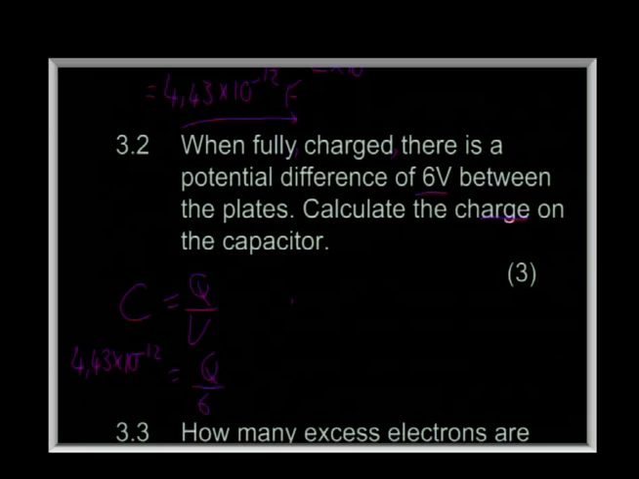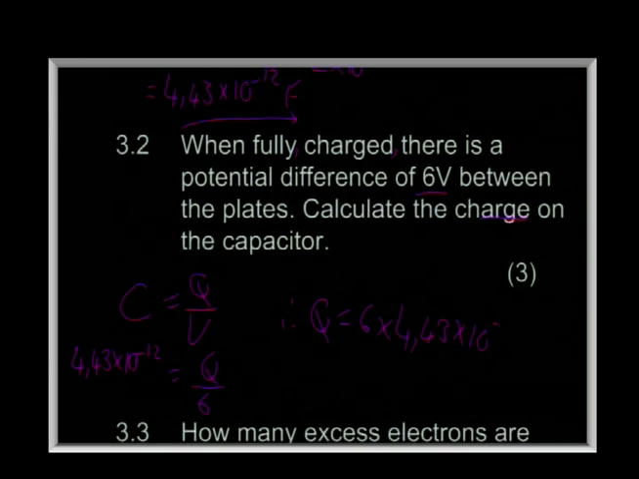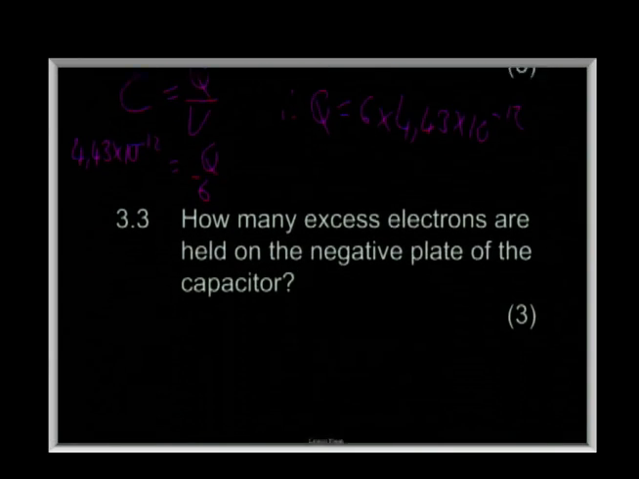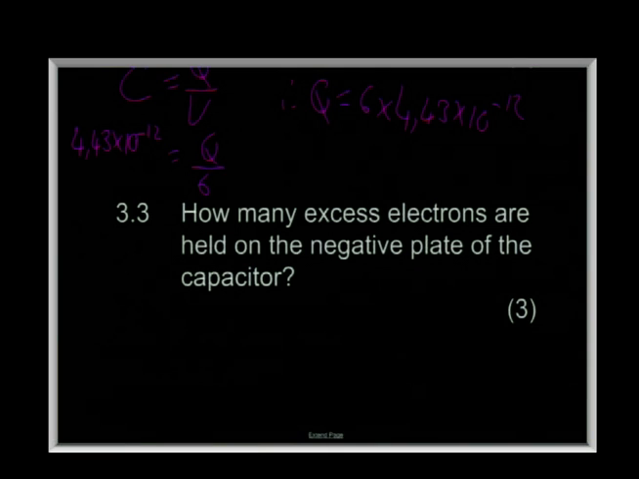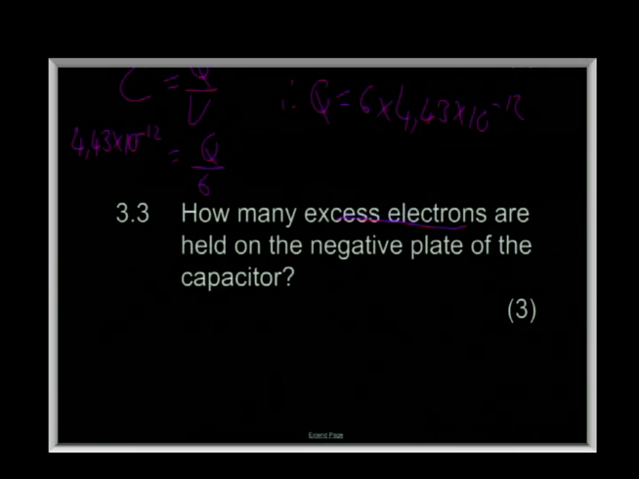So therefore we can say charge is going to be 6 times 4,43 times 10 to the minus 12. Now, what's interesting is the next question, which says how many excess electrons are held on the negative plate of the capacitor.